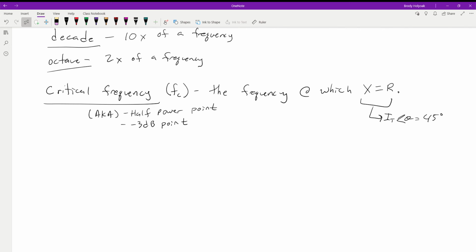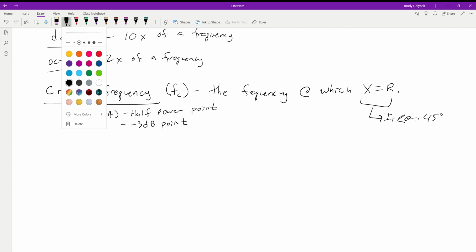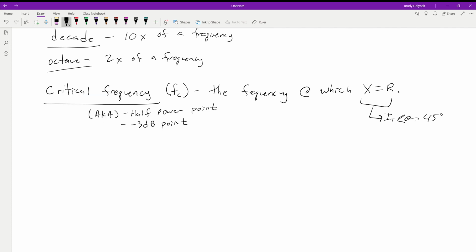I think it might be time for me to get some new batteries for my pen. There we go.